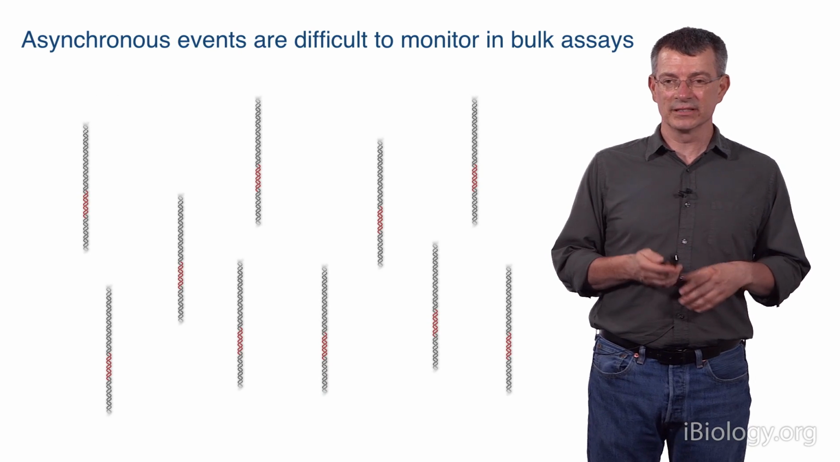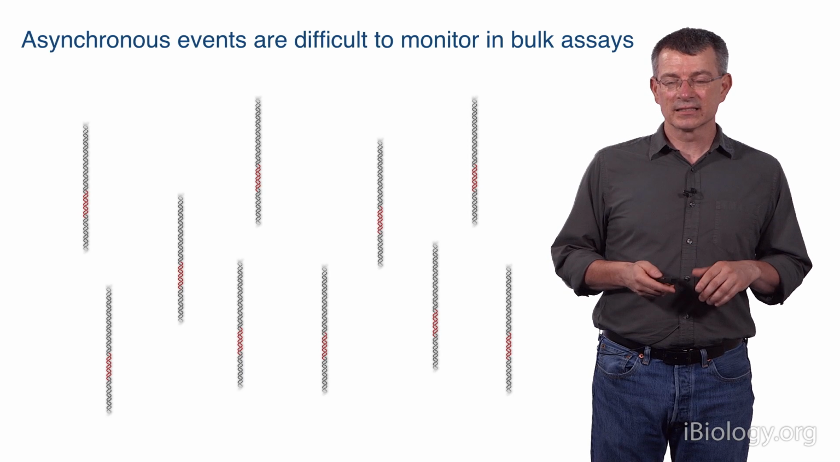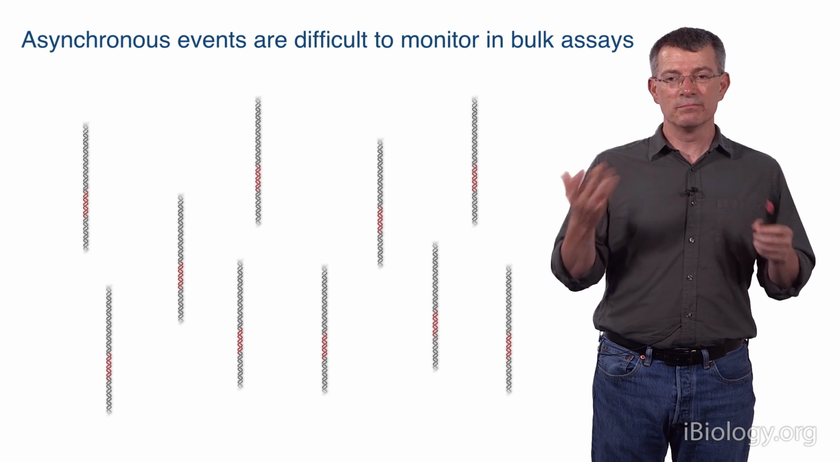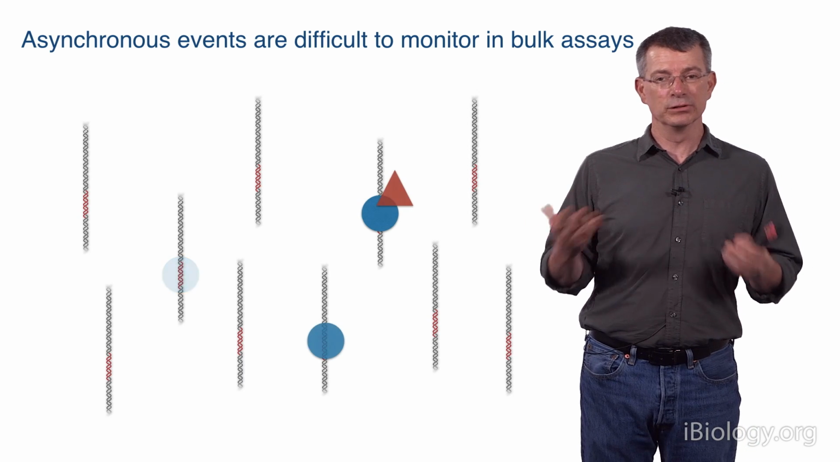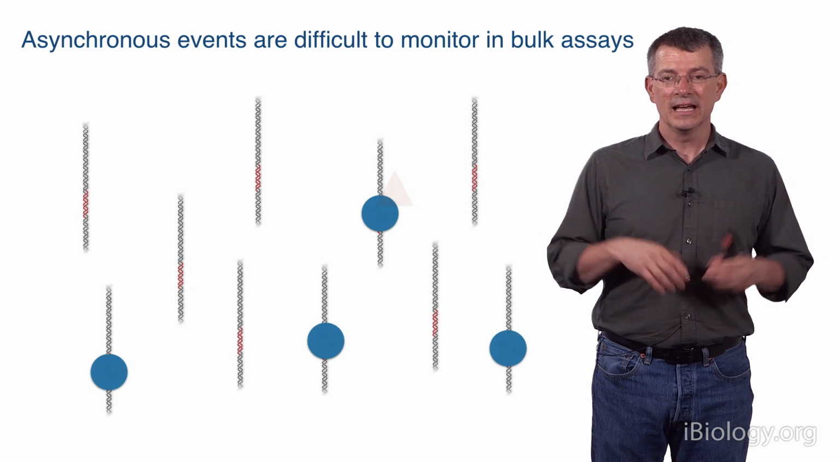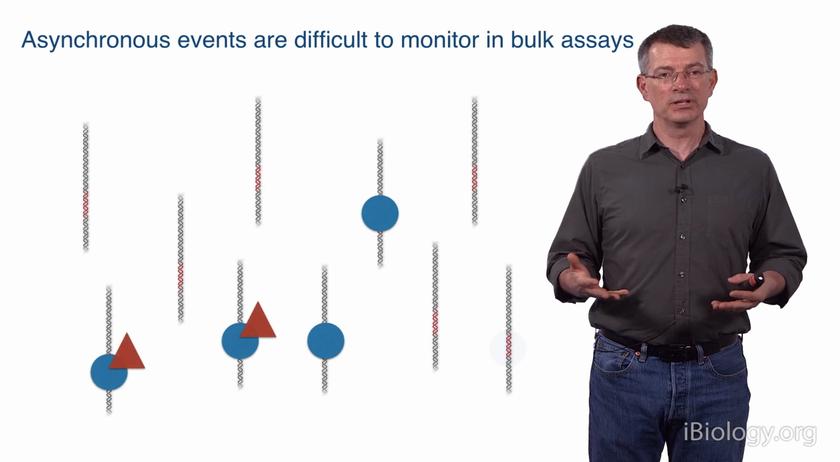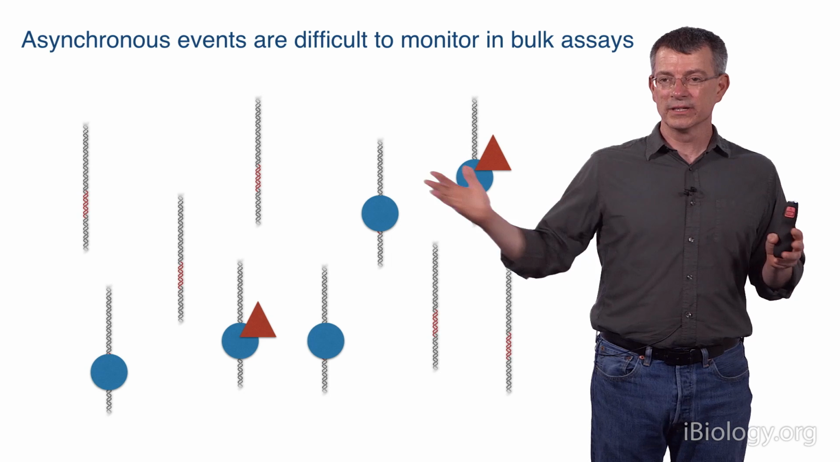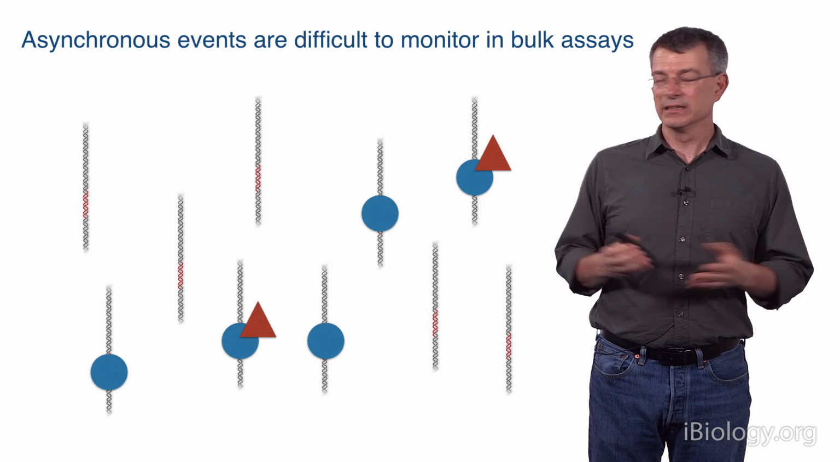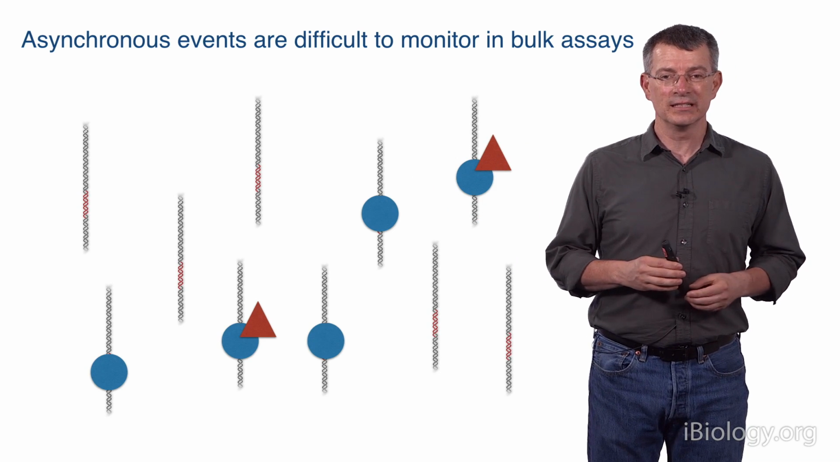So let me just illustrate that for you. In the context of a bulk assay, you would have many DNA molecules, and you would add various proteins, here a blue circle and a red triangle, and you'd allow them to interact for some period of time. And then at the end of that time, you would wash away the unbound proteins, and you would be left with essentially what's illustrated here.